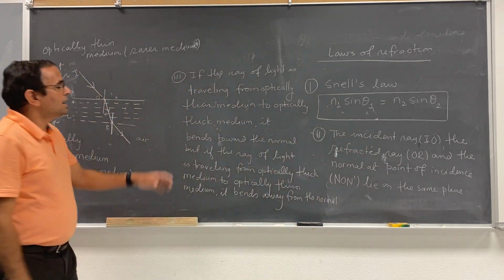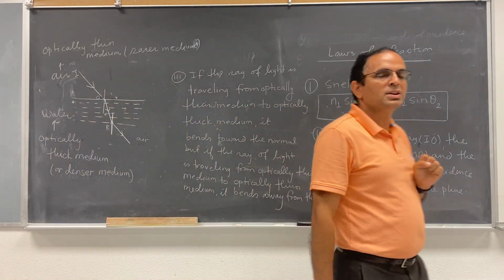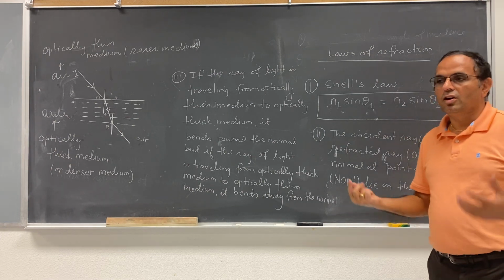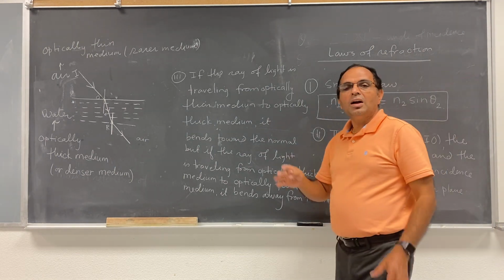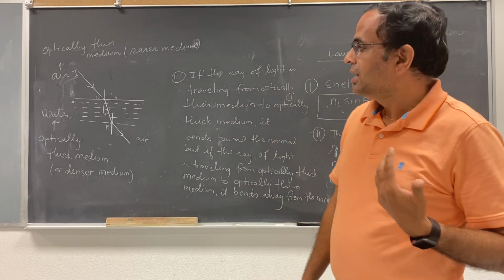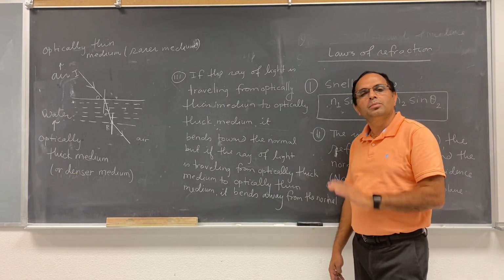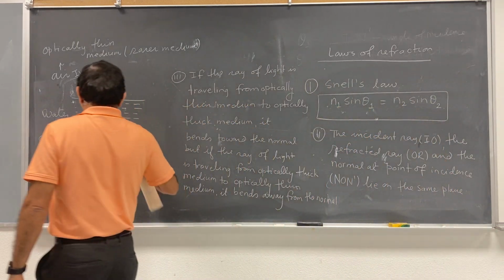Okay, so these are the laws of refraction. First law, you can call it Snell's law also, n1 sin theta 1 equal to n2 sin theta 2. The second law, the incident ray, the refracted ray, and the normal lie on the same plane. And the third law, if the ray is traveling from thin medium to thick medium, it bends toward the normal. And if the ray travels from thick medium to thin medium, it bends away from the normal. So these are the laws of refraction. Okay.